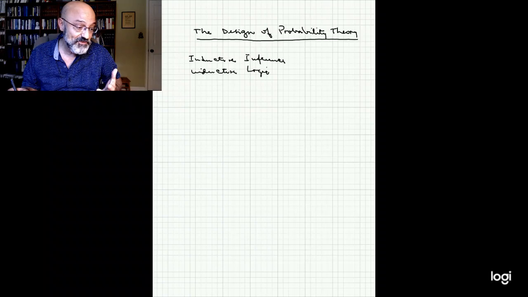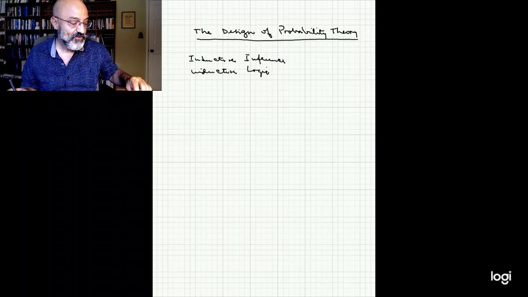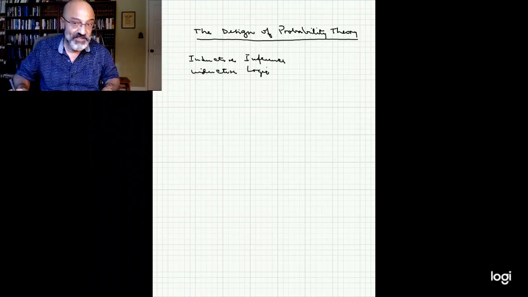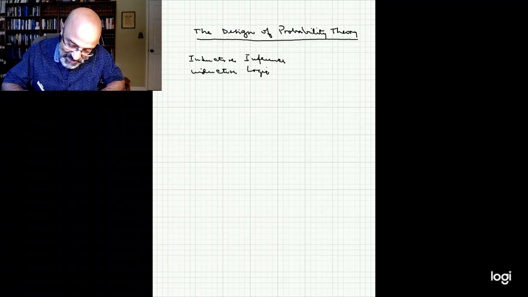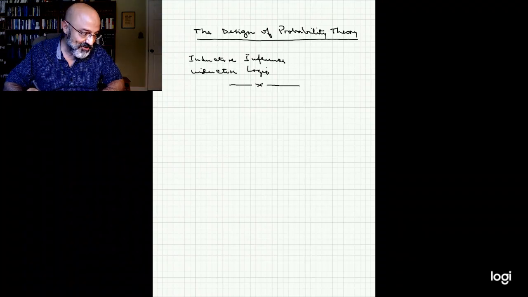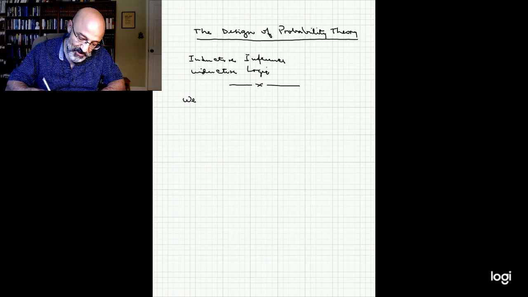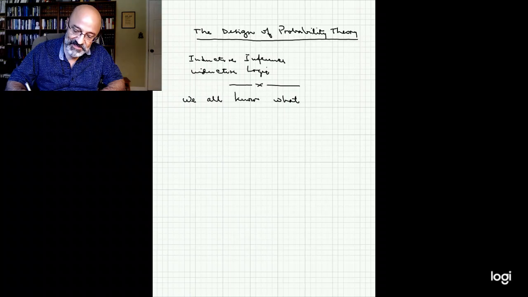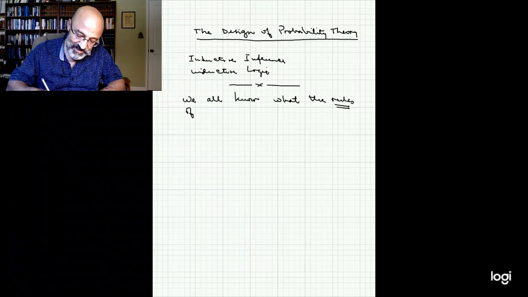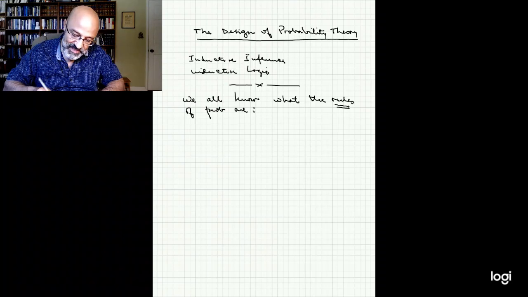So our goal is going to be to obtain those rules. For that, we need to be very clear about what it is that we're trying to achieve and how we're going to do it. Let me start by reminding you that we all know what the rules of probability are. We have a sum rule and we have a product rule.